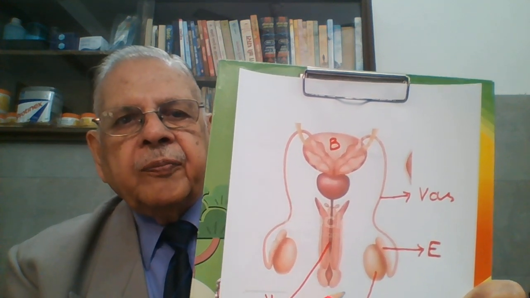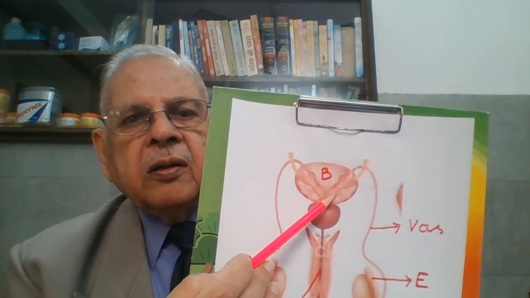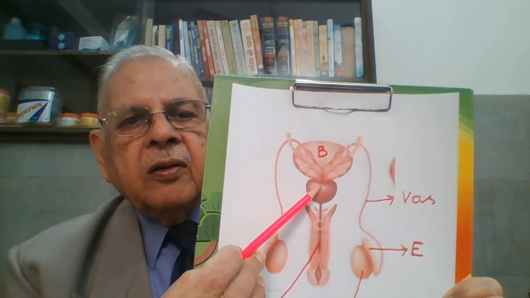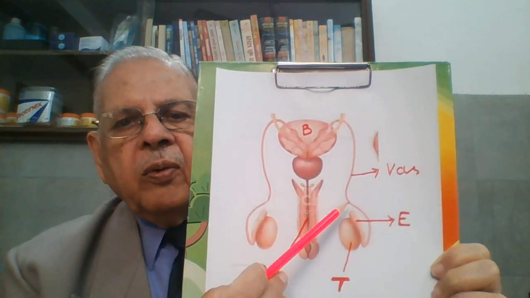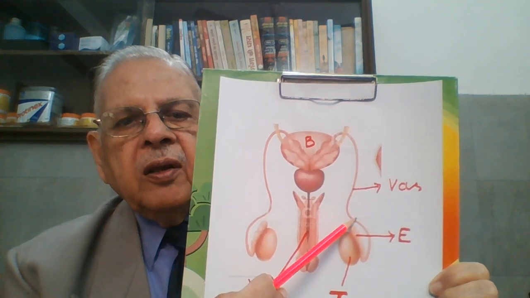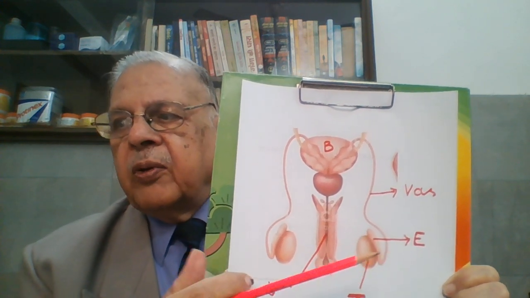Now look, this is the B I have marked, it is the urinary bladder, this is the prostate, this is the testis, and this is vas deferens, the tube which carries sperms from the testis to the outside for reproduction.